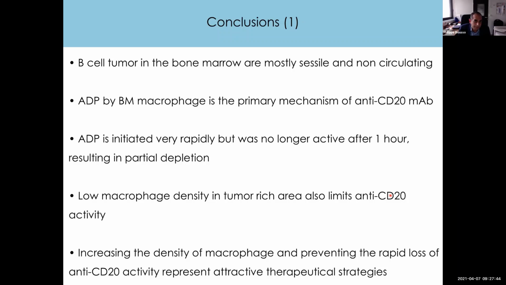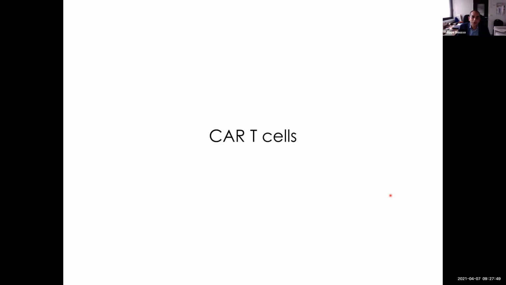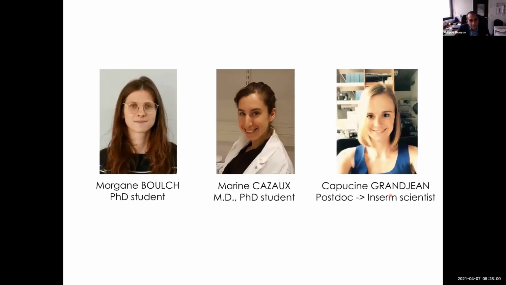So let me now switch to the second part of my talk. And again, we will target B cells, this time using CAR T cells. The work in the lab has been performed by two extremely talented and extremely efficient PhD students, Morgan Bush first, and Marine Cazot also, together with Capucine that I've introduced already. And again, I'm very lucky to work with such a fantastic scientist.